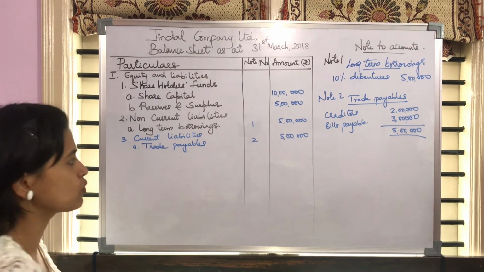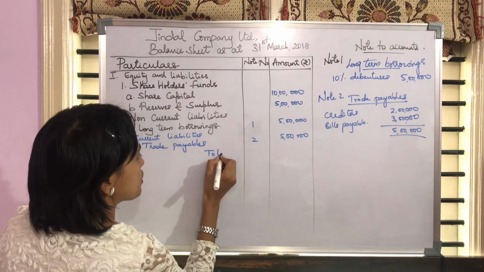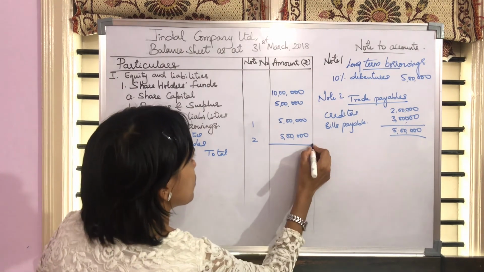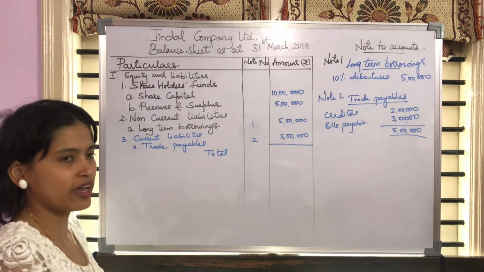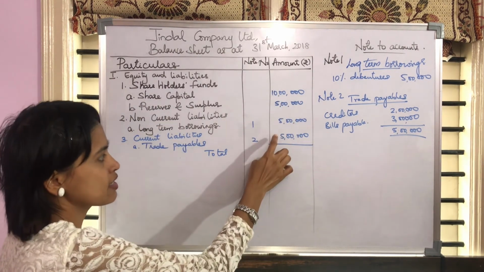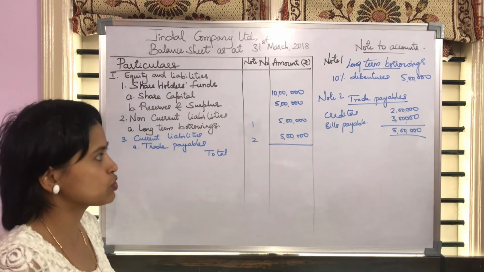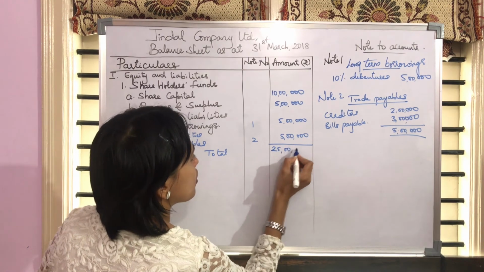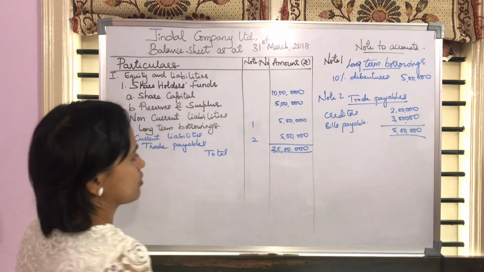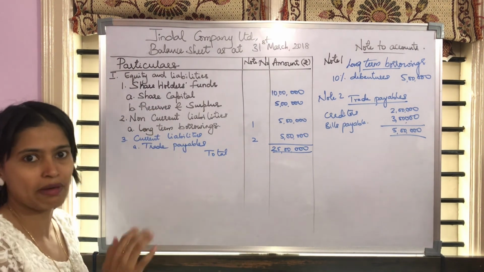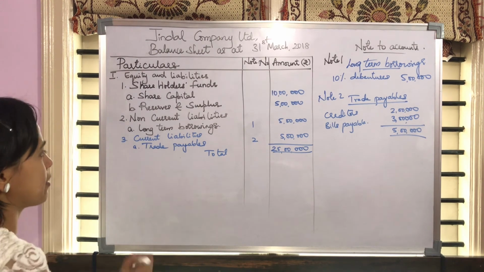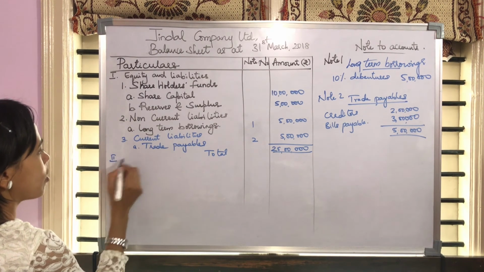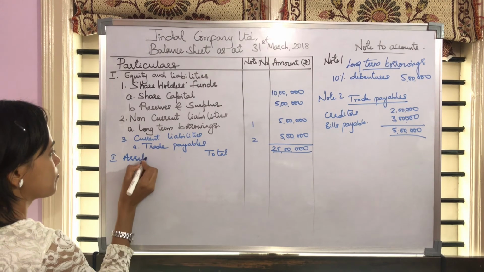So what do we need to do now? Total. 10 lakh plus 5 lakh plus 5 lakh plus another 5 lakh, which will give us an amount of rupees 25 lakhs. Okay. So one set of the balance sheet is done. So what's the second part? The second part is called assets.